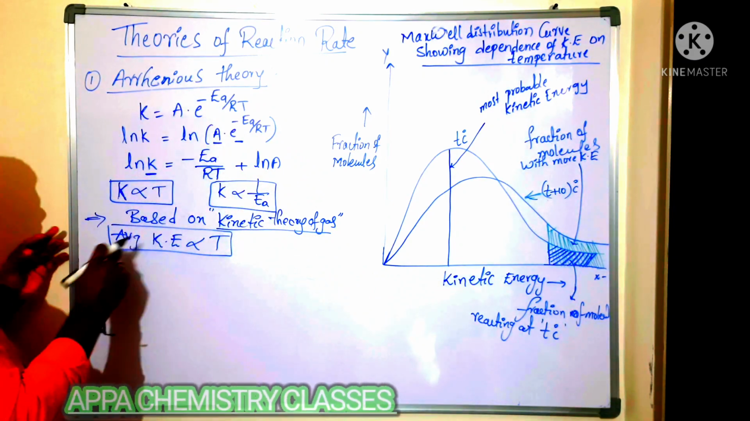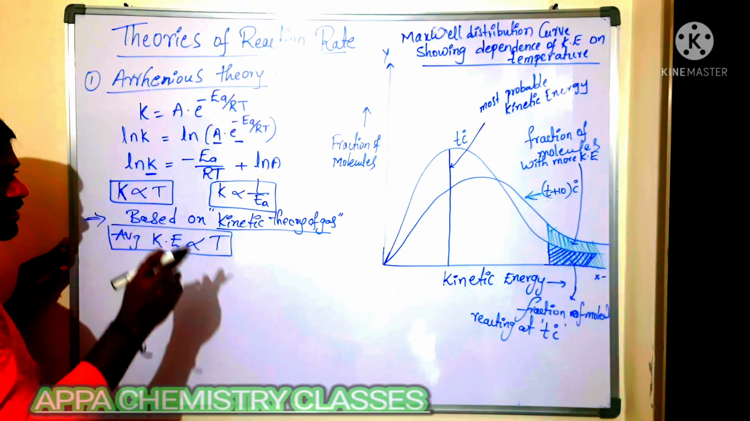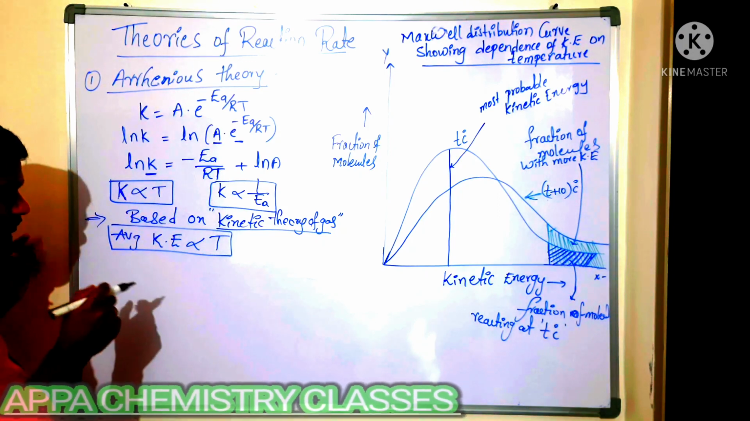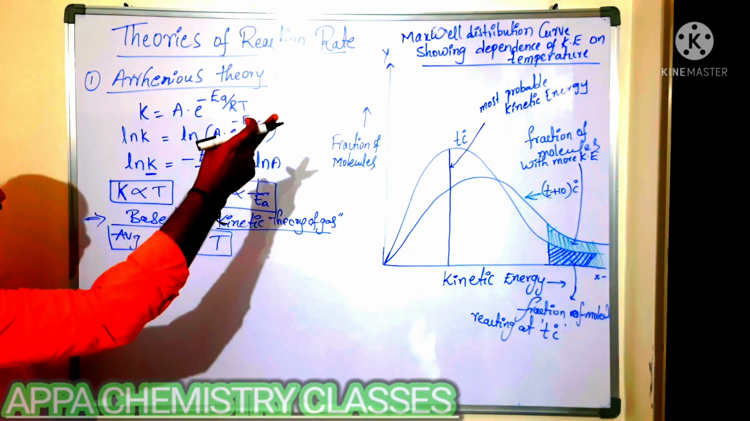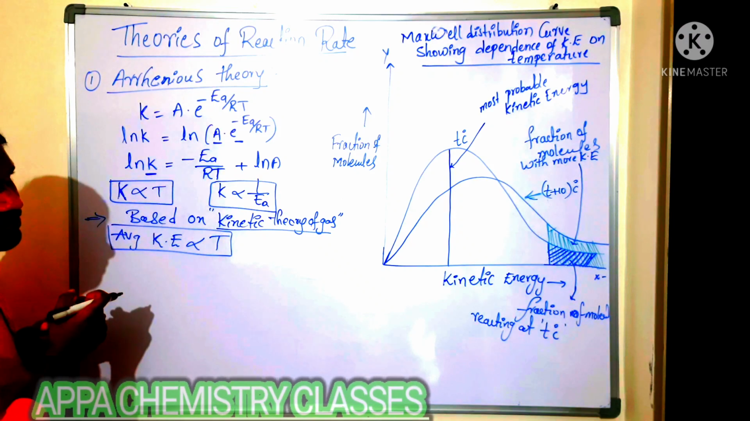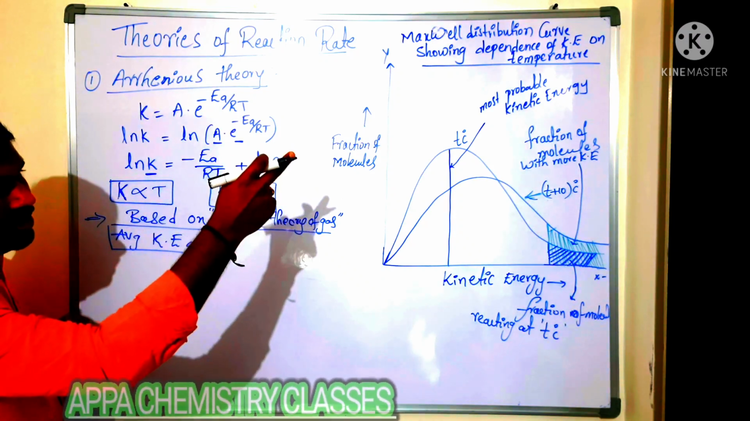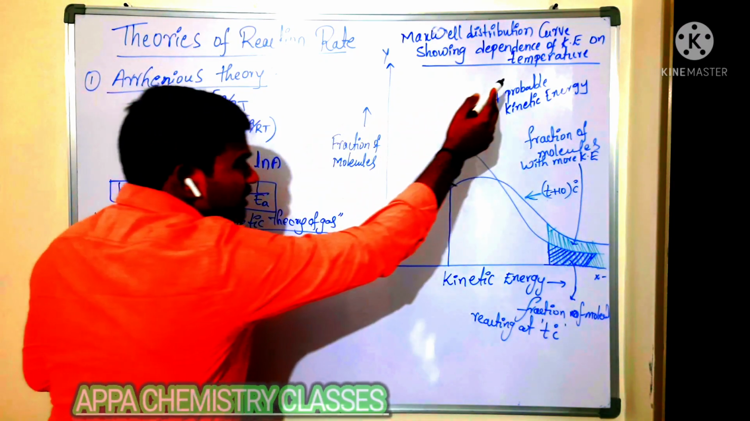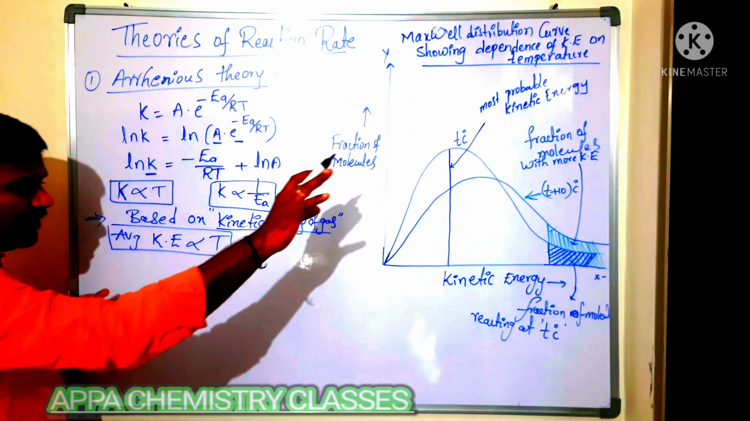threshold energy. Now, average kinetic energy is directly proportional to temperature. This can be explained based on the Maxwell distribution curve, showing the dependence of kinetic energy on temperature. So I will explain that one.